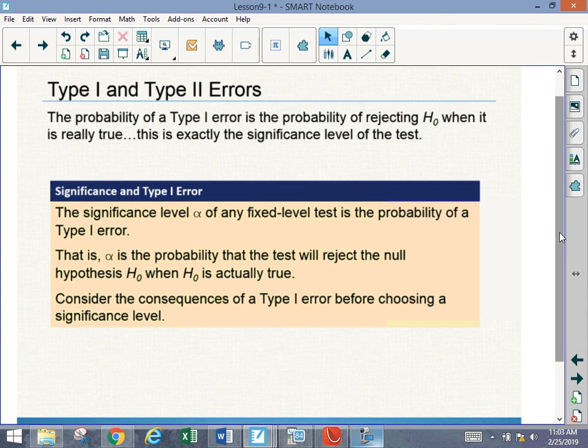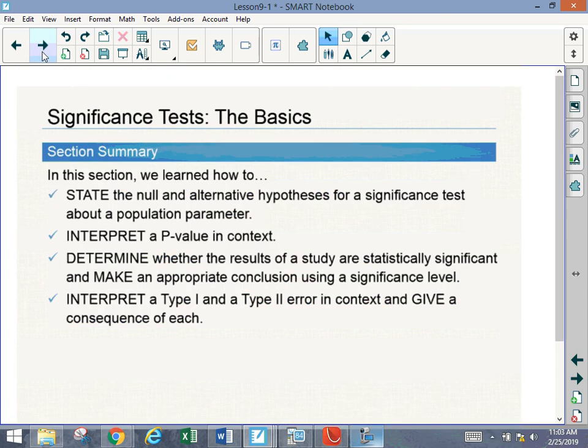We'll get some practice with type 1 and type 2 errors as well. I have an exercise because it's kind of weird when you get a context. It's kind of weird to figure out what's what, but after a little practice, it's not that deep. So there we go, 9.1 in a nutshell. Tomorrow we'll do some examples, and then we'll get you into doing some of this.